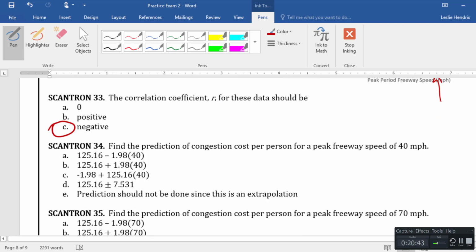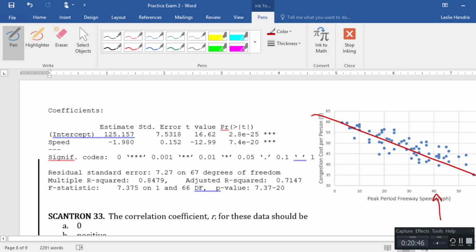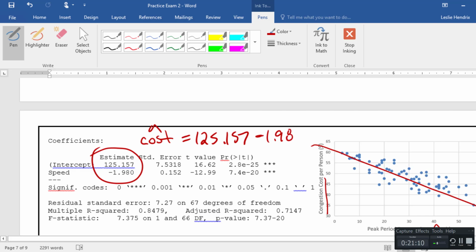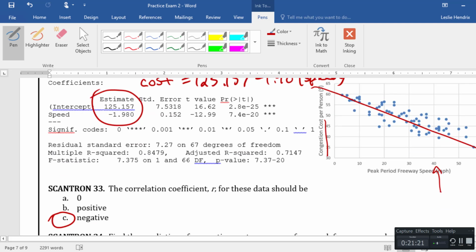Now, what is the regression equation? We can get that here from the output. So you get that from your estimates column. So the estimated congestion cost, that's the thing on the y-axis over here, is 125.157 minus 1.98, because we have a negative 1.98 for the speed coefficient, times the speed. And so to get a prediction of the congestion cost at a speed of 40 miles an hour, just plug in 40 where it says speed. So this is the answer, A.